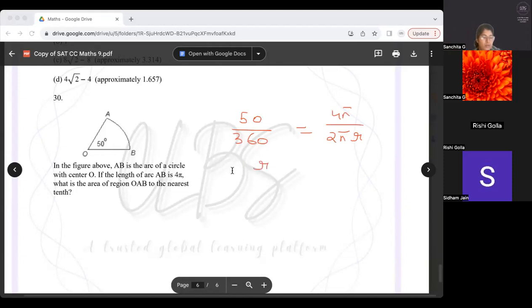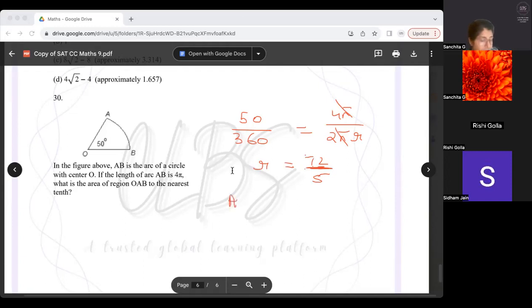We can cut 4 pi and 2 pi, and you'll get 2 on the top. Then 360 into 2 is equal to 50 r, so r is 360 into 2 by 50. Simplify it. What did you get? We're getting 72 by 5. We just cross multiply and simplify it. Now, the area of the circle is what?